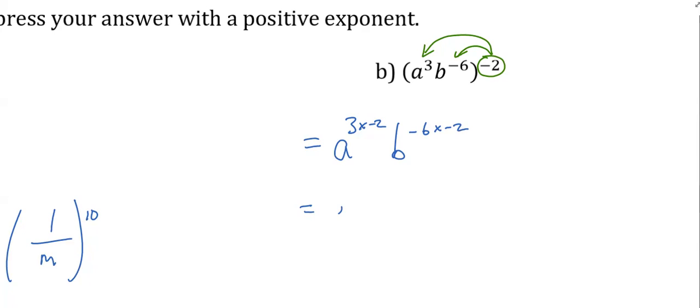Three times negative 2 is negative 6. Negative 6 times negative 2, two negatives makes a positive, 6 times 2 is 12, so b to the 12.